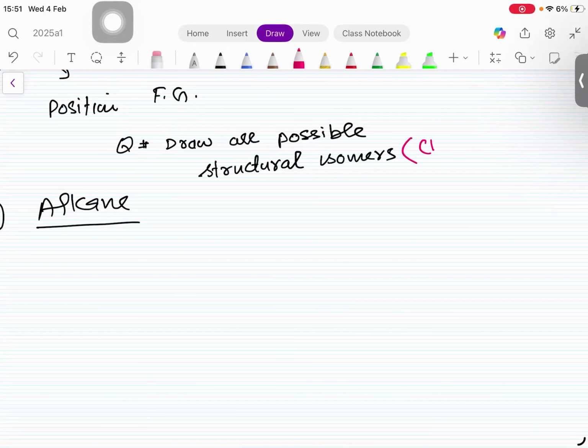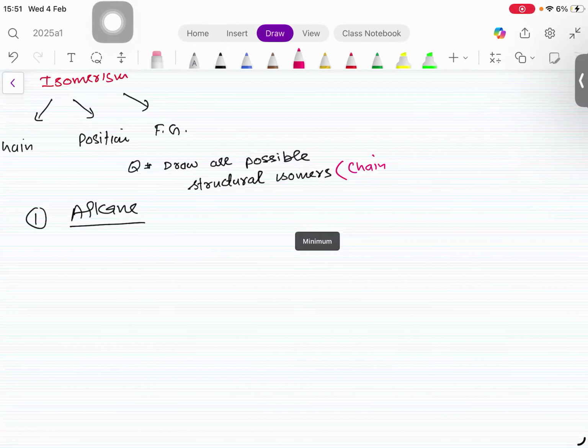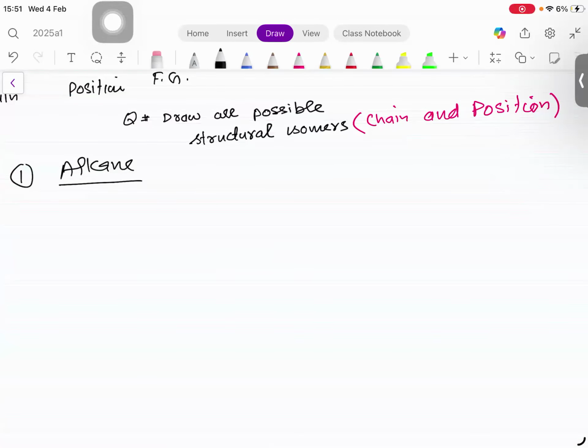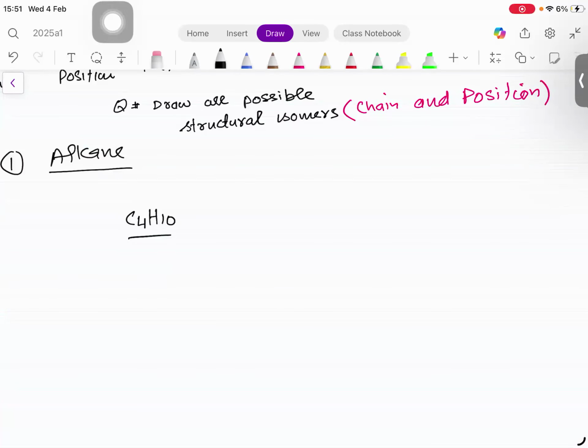Which structural isomers? Chain and position. In some cases, maybe functional group, but chain and position isomers. Draw all possible structural isomers, and among structural isomers, which ones do you have to focus on? Chain and position. Let's start with alkanes. If I ask you, alkane C4H10 as a molecular formula, how many structural chain and position isomers are possible for this?